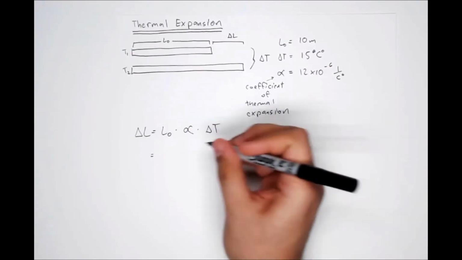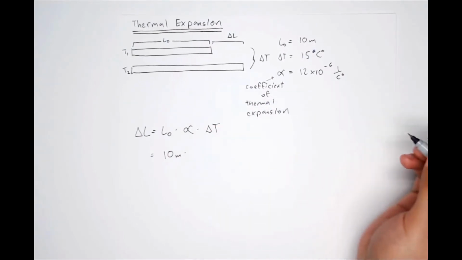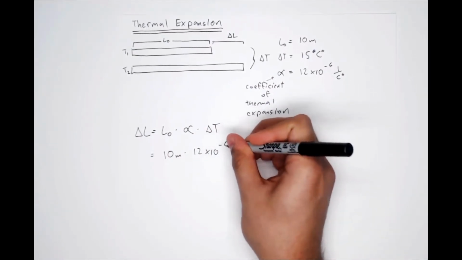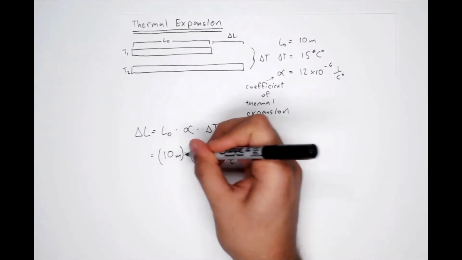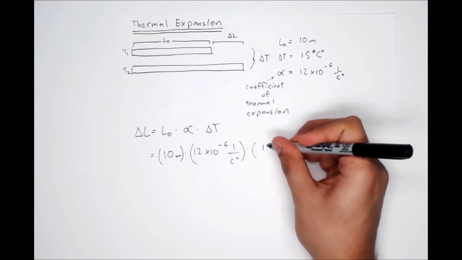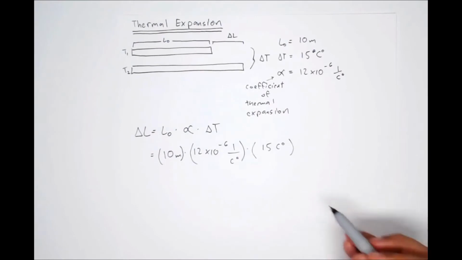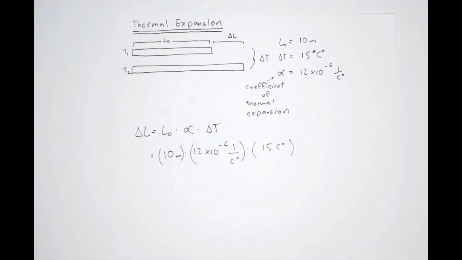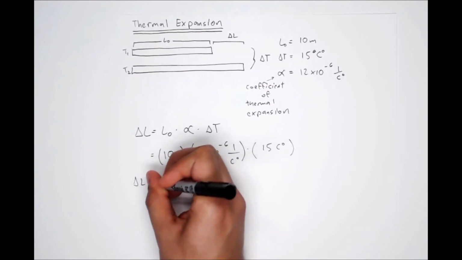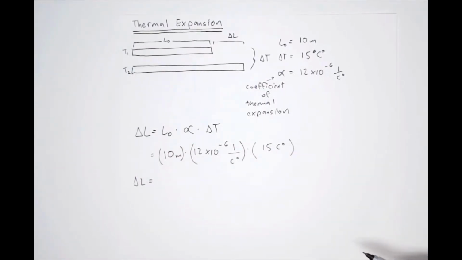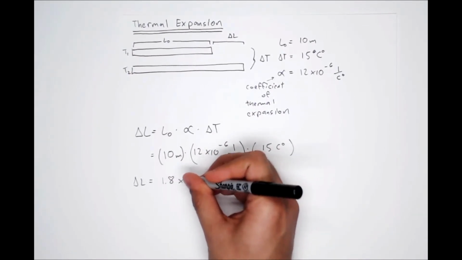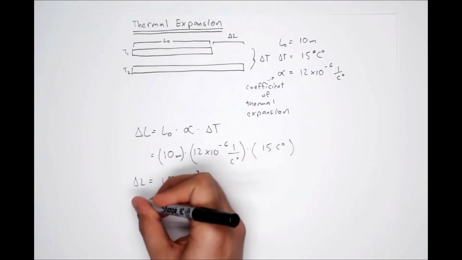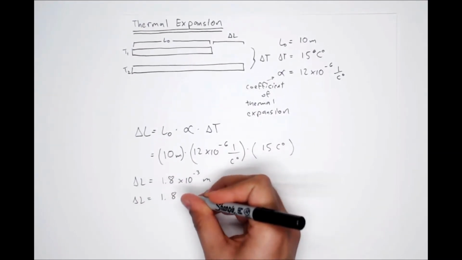We can now put in our numbers and we'll check our units. So here's 10 meters. Here's the alpha of 12 times 10 to the minus 6 per Celsius degree. And now the change in temperature of 15 Celsius degrees. You can see the Celsius degrees are going to cancel out, and we're just going to get a number out in meters. So the change in length will be essentially just multiplying all of these together. It will come out to be essentially 1.8 times 10 to the minus 3 meters, which we can express as just 1.8 millimeters.